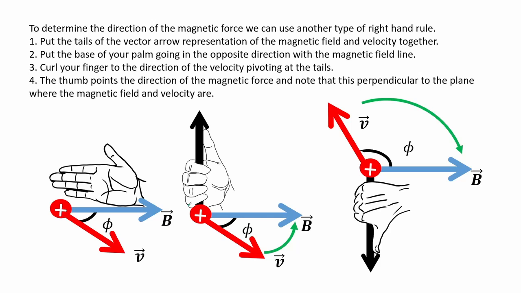To determine the direction of the magnetic force, we can use another type of right-hand rule. First, put the tails of the vector arrow representation of the magnetic field and velocity together. Second, put the base of your palm going in the opposite direction with the magnetic field line. Third, curl your fingers to the direction of the velocity, pivoting at the tails. And fourth, the thumb points the direction of the magnetic force, and note that this is perpendicular to the plane where the magnetic field and velocity are.